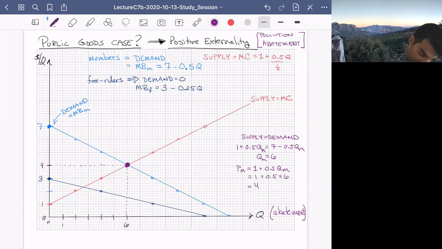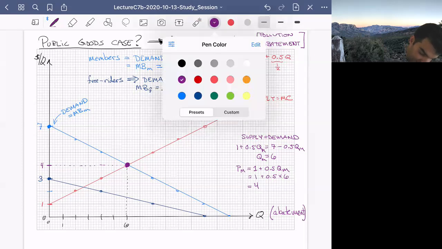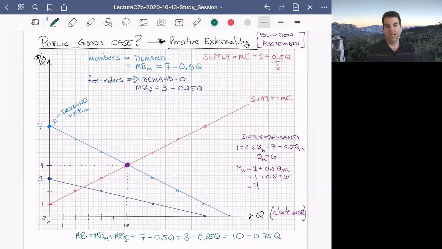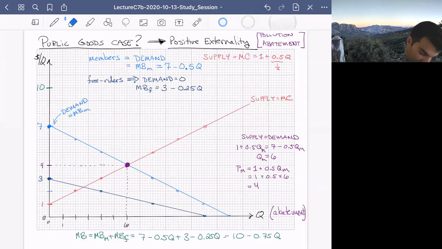The marginal benefit to society, maybe I'll write that down here in green, is the marginal benefit from both groups added together, the members and the free riders. So that's 7 minus 0.5 Q plus 3 minus 0.25 Q. And that gives me 10 minus 0.75 Q. So I can plot that: 8, 9, 10.